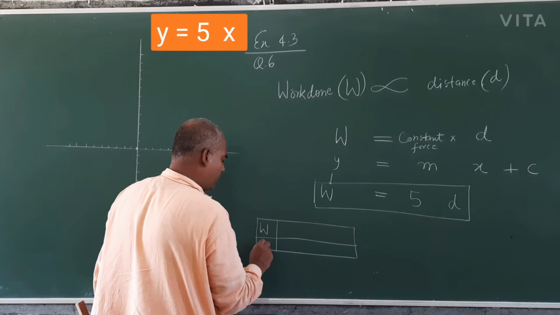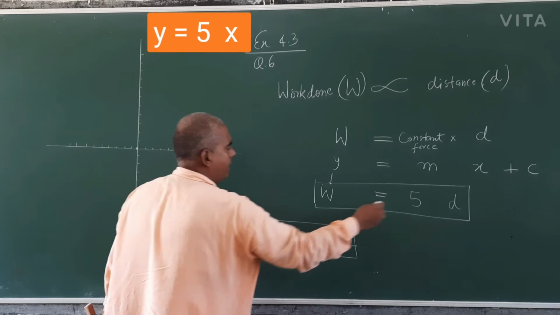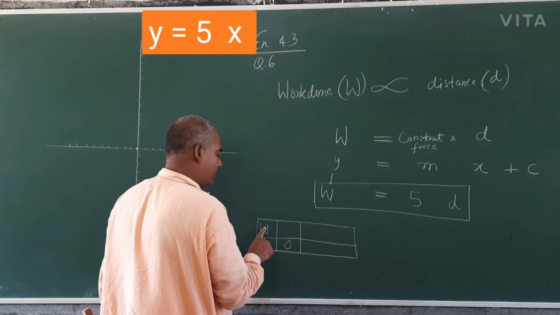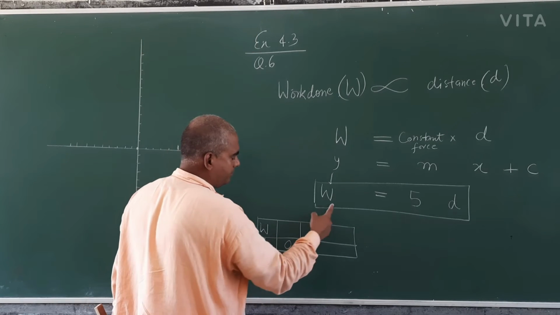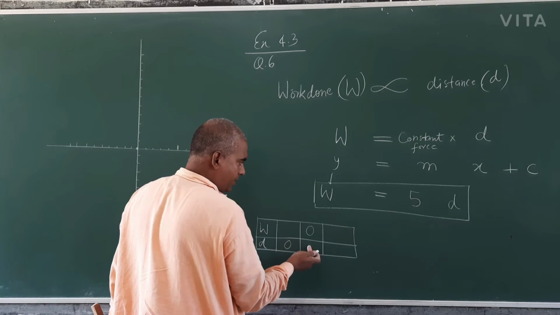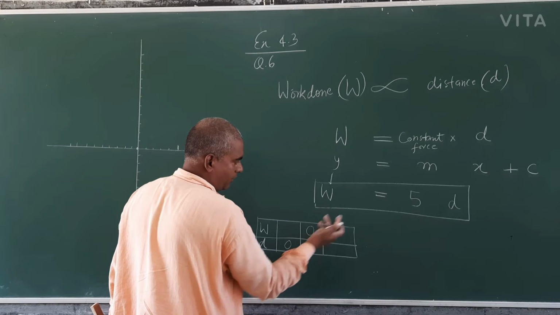One is w and this. When d is 0, at that time what is w? When w is 0, at that time what is d? Okay, now find.